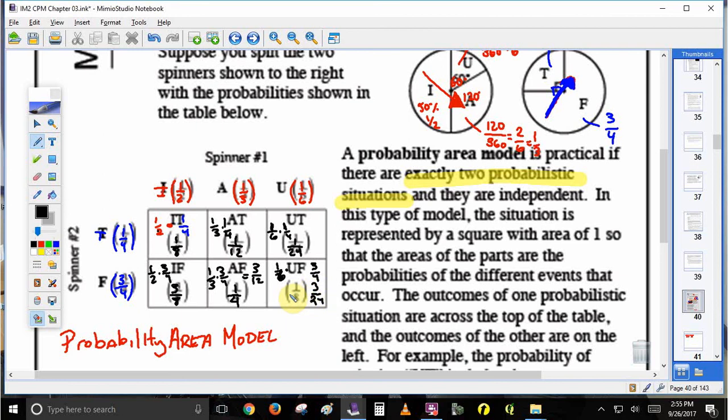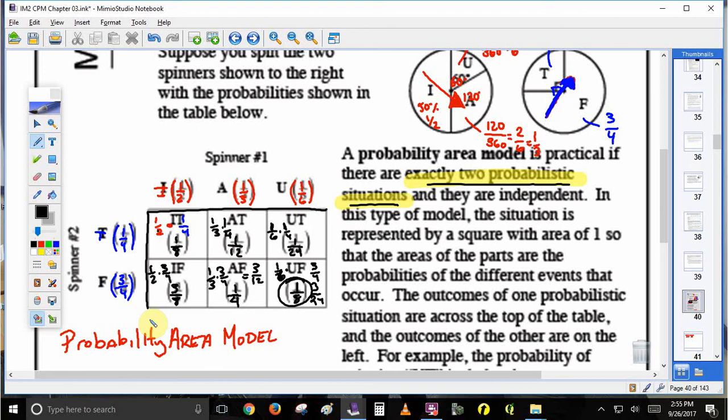So now that we multiply that all out, we could say, if there was a problem that asked, what are the chances of rolling a U and then an F, that would be 1/8. All right, so area models are great if there's exactly 2 probabilistic situations, because you have to put one of those on the base and one of them on the height of your rectangle. Once you get more than that, you get into 3 dimensions. It's tricky to draw and think about.